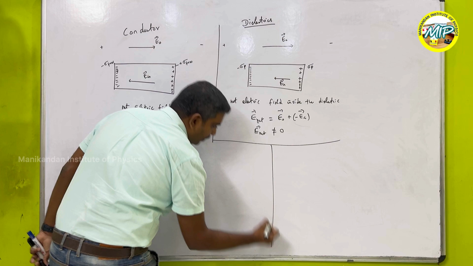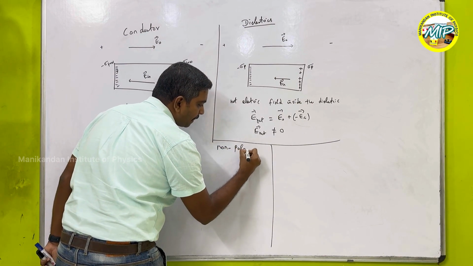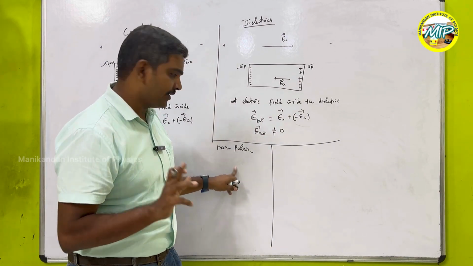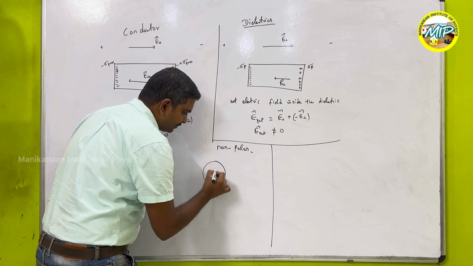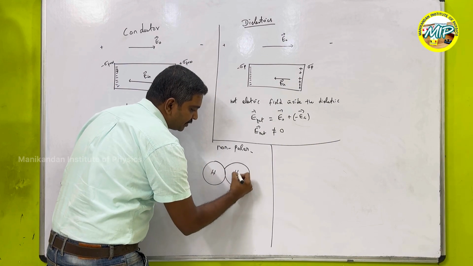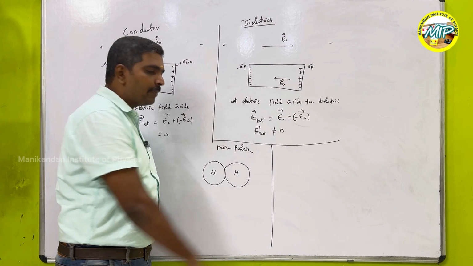So I will split this into two parts. I am going to start with the non-polar. Non-polar means there is no intrinsic dipole moment. Say, for example, consider hydrogen. This is positive and this is also positive. So there is no dipole moment. My P is going to be 0. There is no dipole moment.